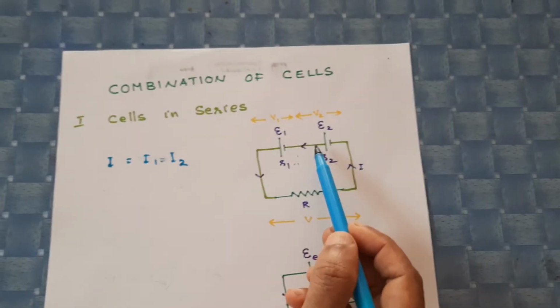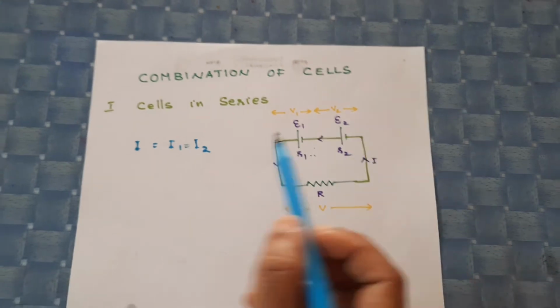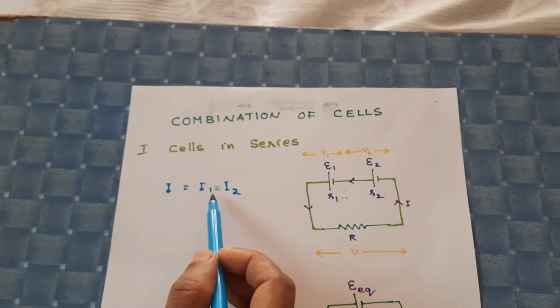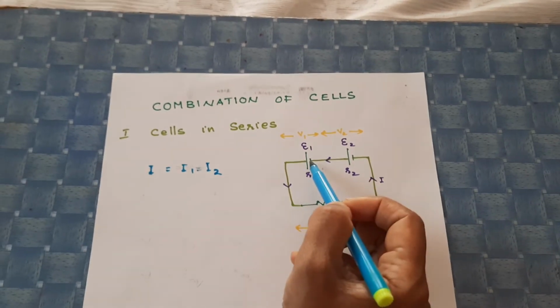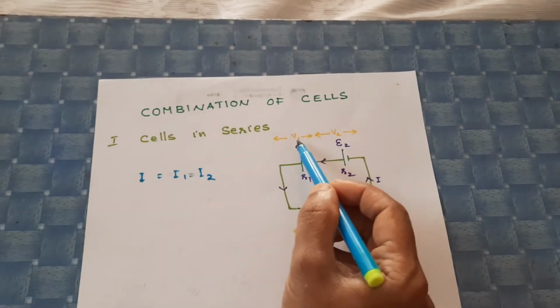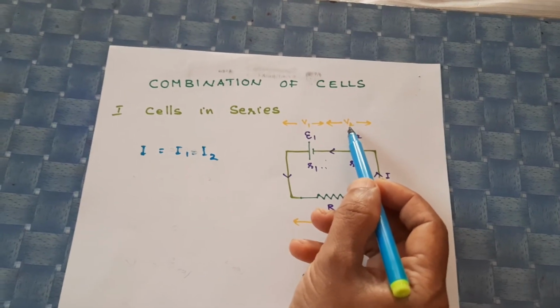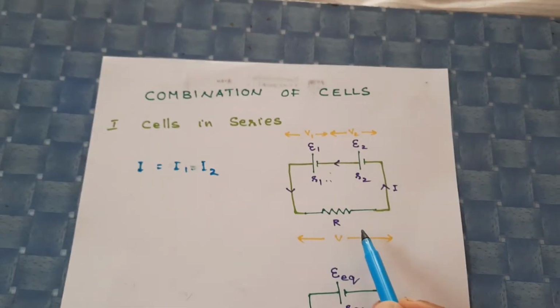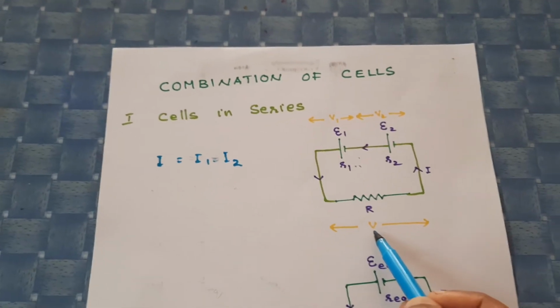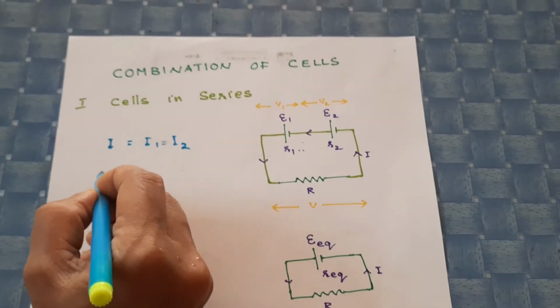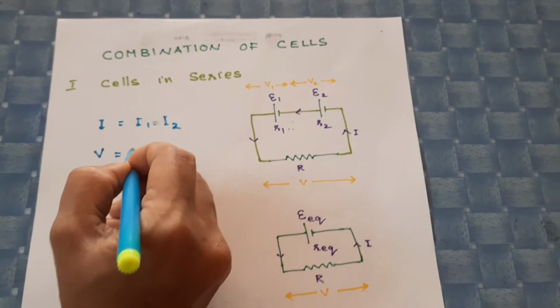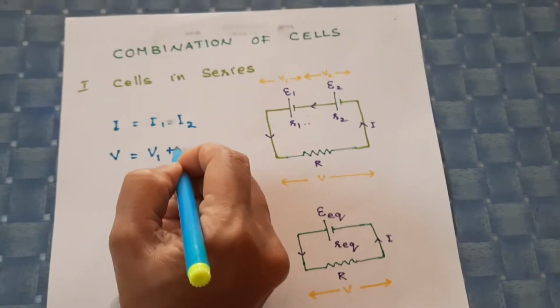So current through each cell will be same. That is I is equal to I1 is equal to I2. The terminal PD across E1 is V1 and terminal PD across E2 is V2. And the potential difference across R is V. So V is equal to V1 plus V2.